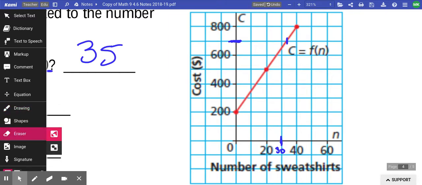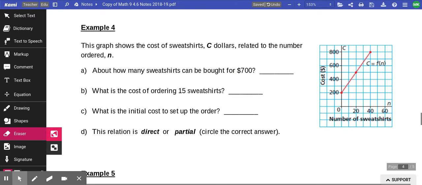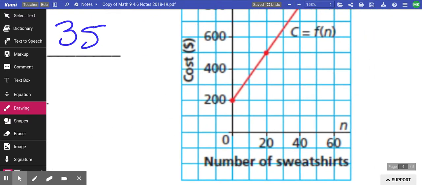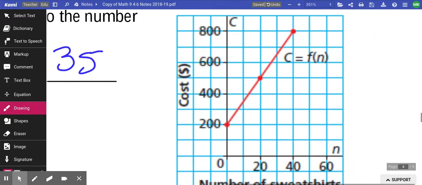And it's perfect in that spot. B, what is the cost of owning 15 sweatshirts? I'm now looking for approximately 15 on my x-axis. I would say this is 10, so 15 would be halfway in between. If I go straight up from there, you get that marker.